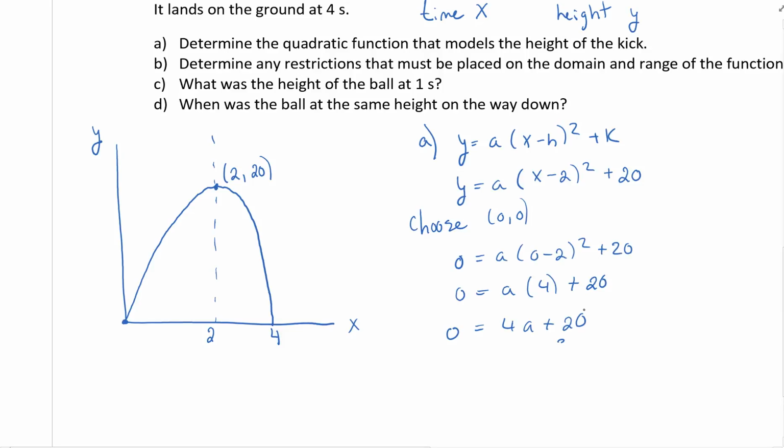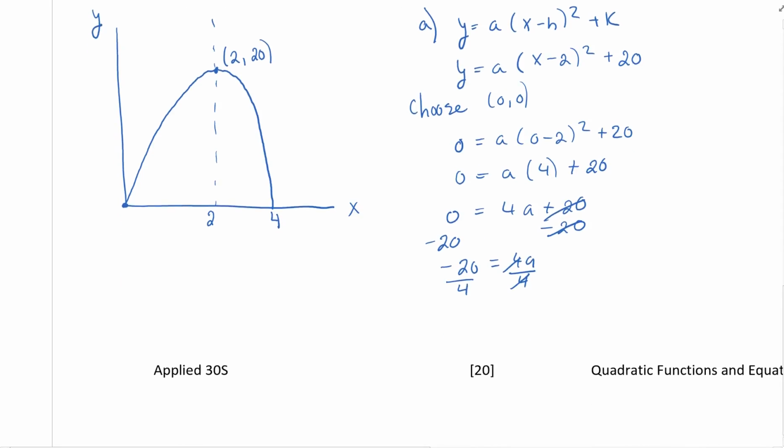And then I want to get rid of the 20 from this side. So I'm going to subtract 20 from here, subtract 20 from here. That's my 0 pair gone. So negative 20 is equal to 4a. Get the a by itself, opposite operation, divide both sides by 4. So I've got 1a is equal to negative 5. Which is wonderful, that's what I need. So my quadratic function becomes y is equal to negative 5(x minus 2) squared plus 20. And that's what we needed for A.